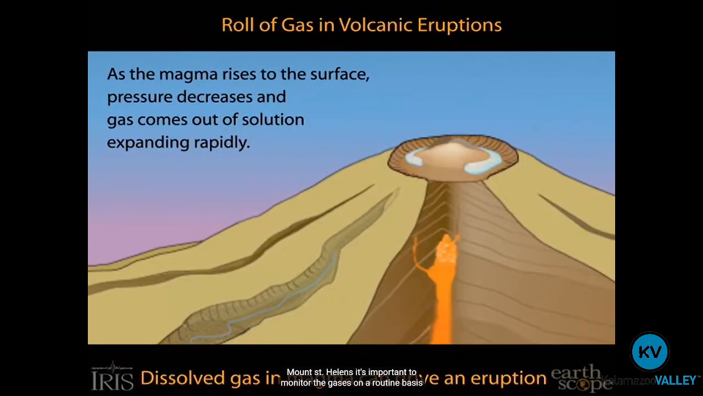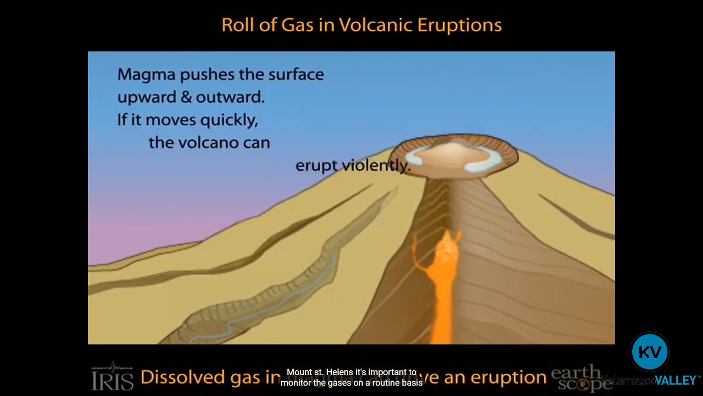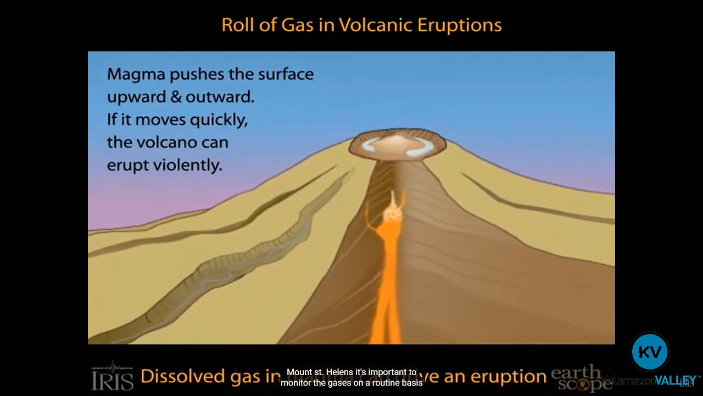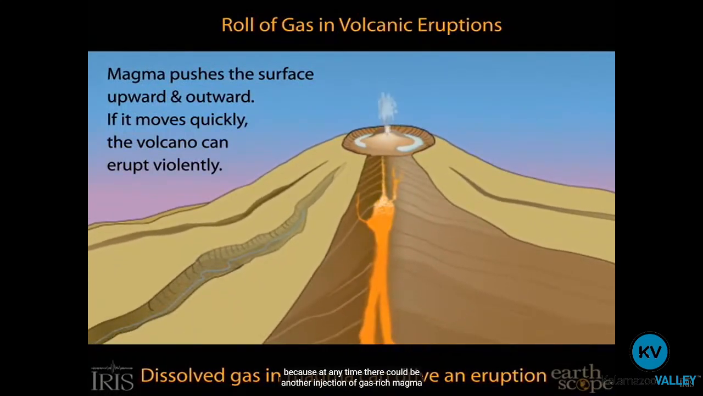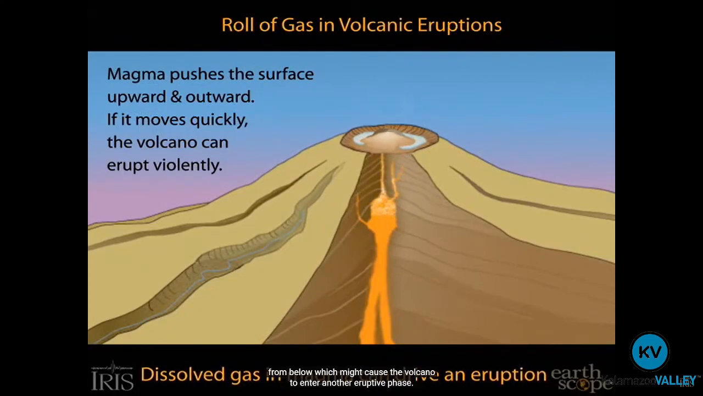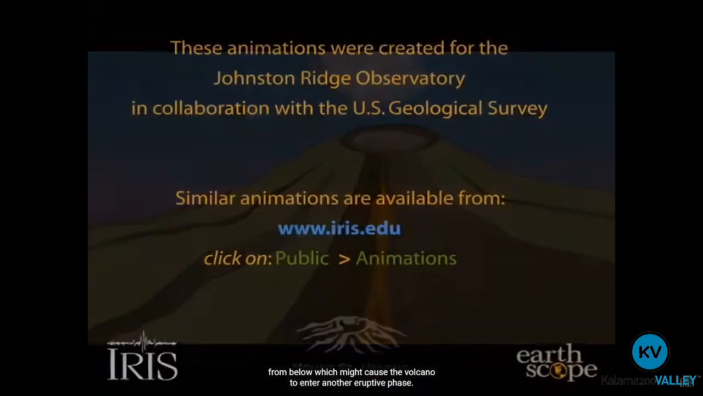At volcanoes like Mount St. Helens, it's important to monitor the gases on a routine basis because at any time there could be another injection of gas-rich magma from below, which might cause the volcano to enter another eruptive phase.